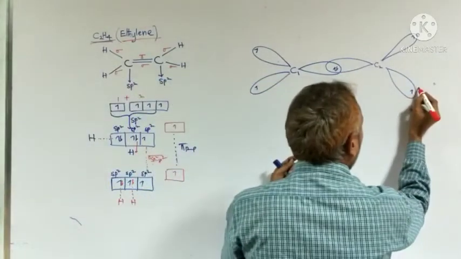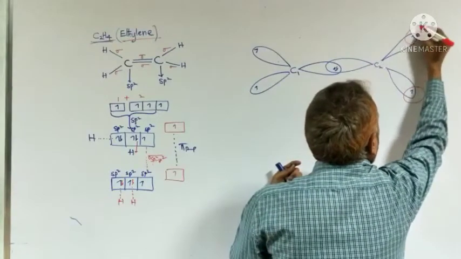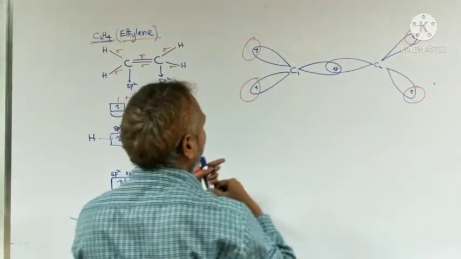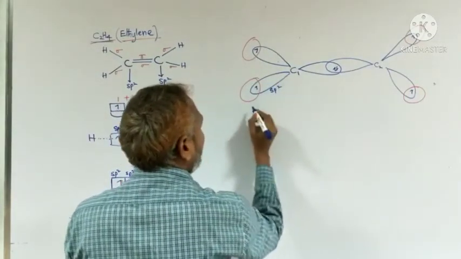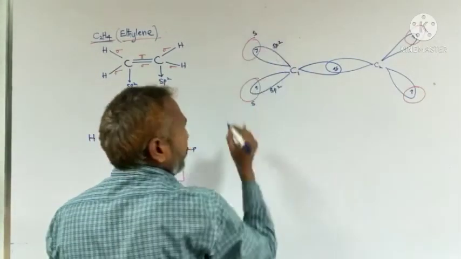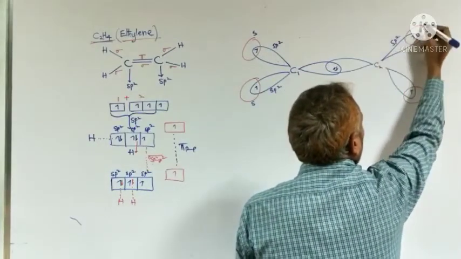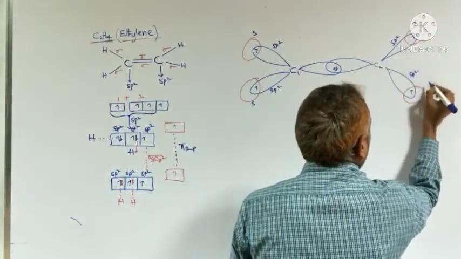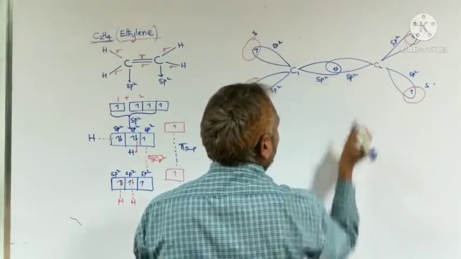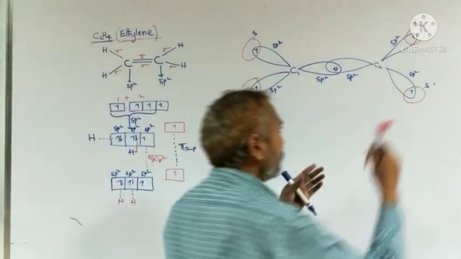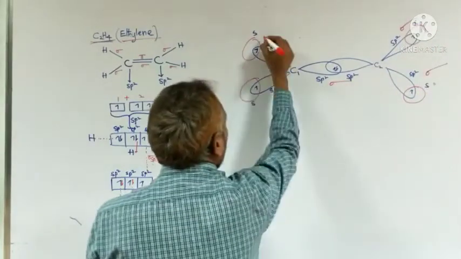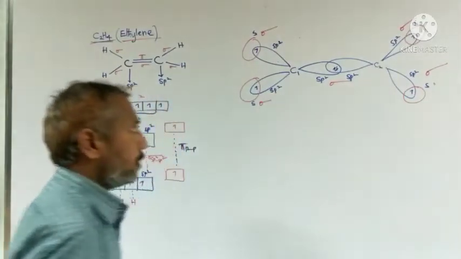Now here, overlap with the hydrogen s orbitals. Here also, overlap with the hydrogen s orbitals. So this is an sp2 hybrid orbital and this is a hydrogen s orbital: sp2-s overlap. But here sp2 orbitals are overlapping with each other. So what is that here? Sigma bonds: 1 sigma bond, 2, 3, 4, 5 sigma bonds.